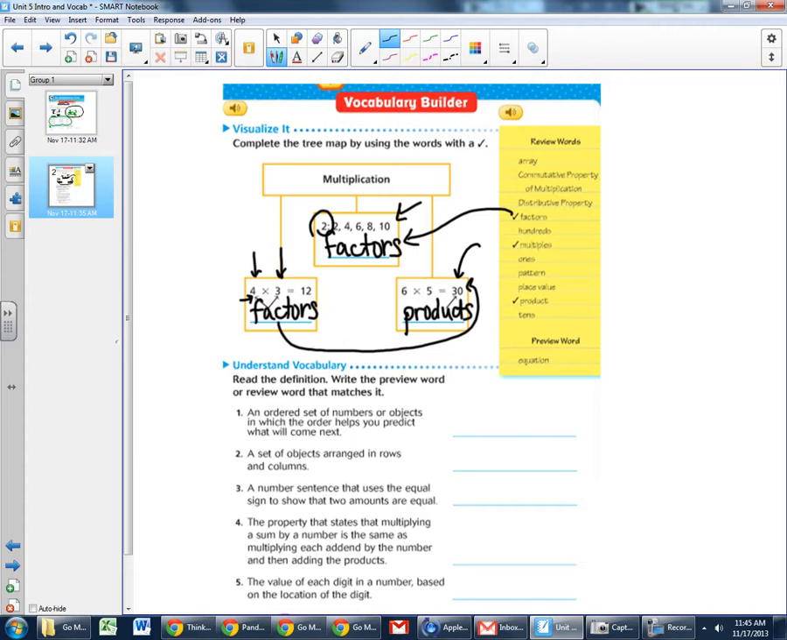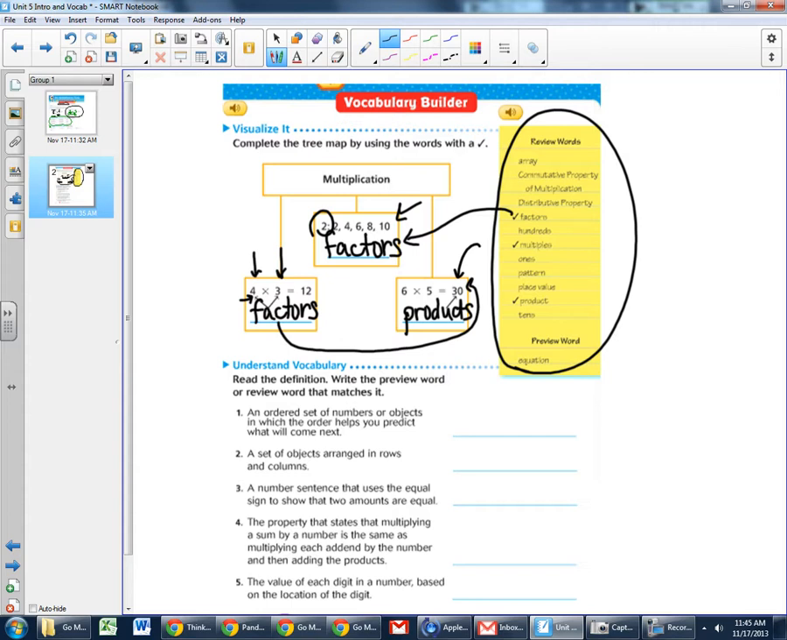Understanding the vocabulary, this is the Common Core standard of being able to apply what you already know, not just being able to know it. Read the definition, write the preview word or review word that matches it. So we're going to use these words again.